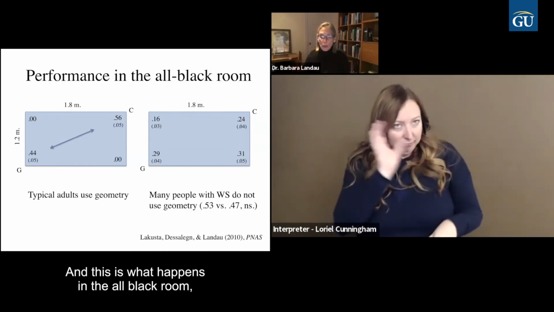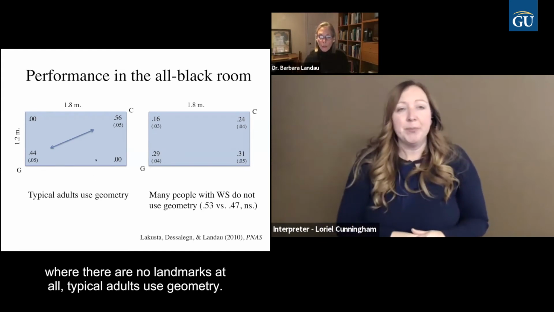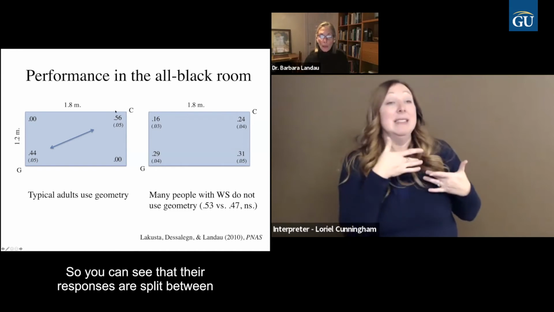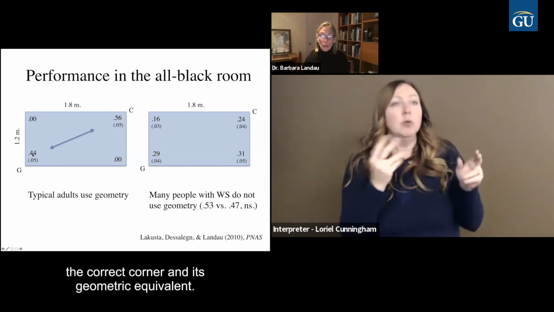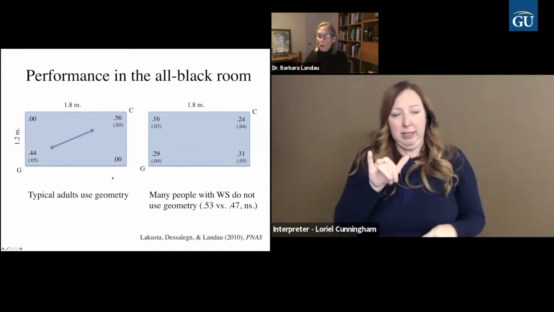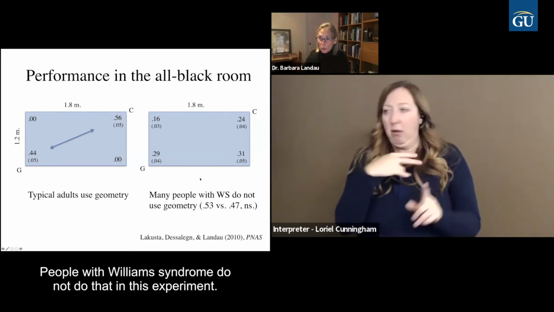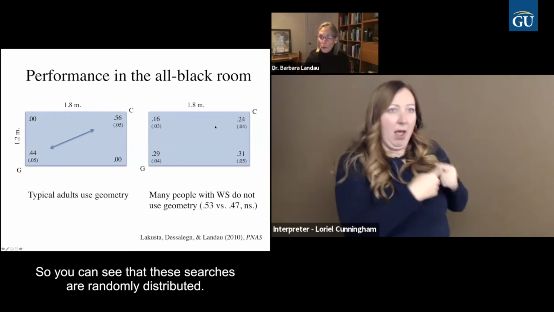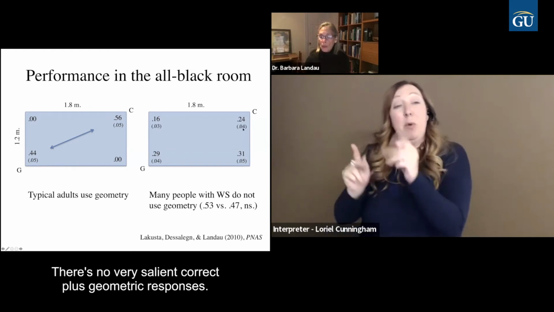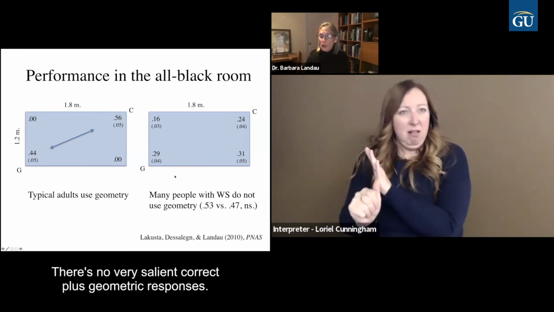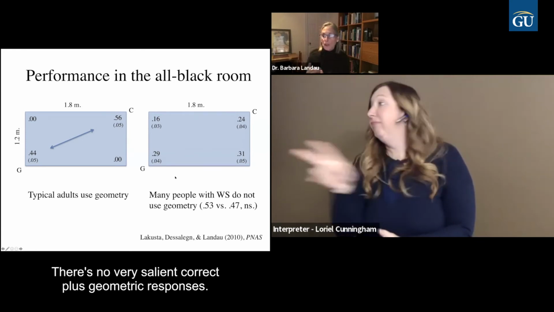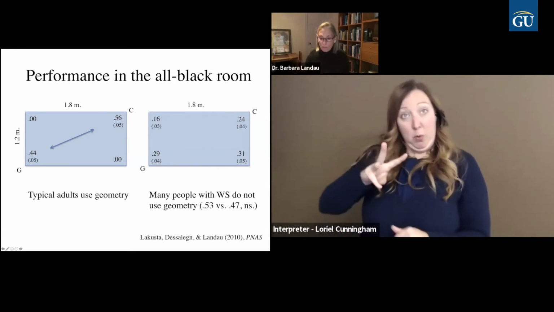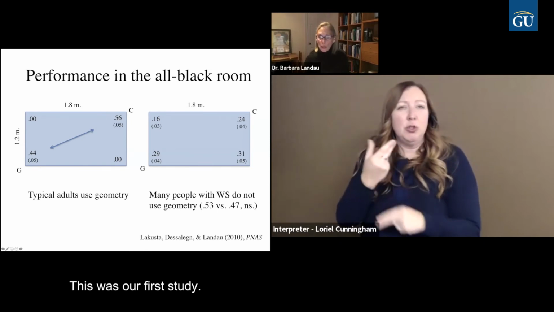In the all black room, where there are no landmarks at all, typical adults use geometry. So you can see that their responses are split between the correct corner and its geometrical equivalent. People with Williams syndrome do not do that in this experiment. So you can see that these searches are randomly distributed. There's no very salient correct plus geometric responses. So it looks like they don't use geometry. This was our first study.